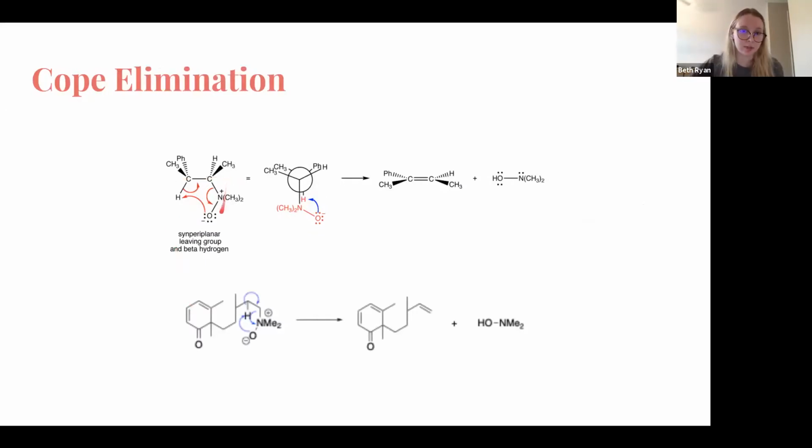Like I said, the first step to make this N-oxide is usually mCPBA, but they use hydrogen peroxide. And it's a syn-periplanar leaving group, so it and the hydrogen have to be syn and in the same plane. So that's why they showed this Newman projection here.